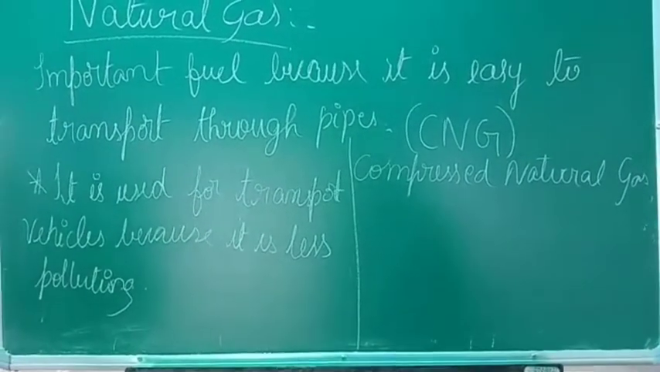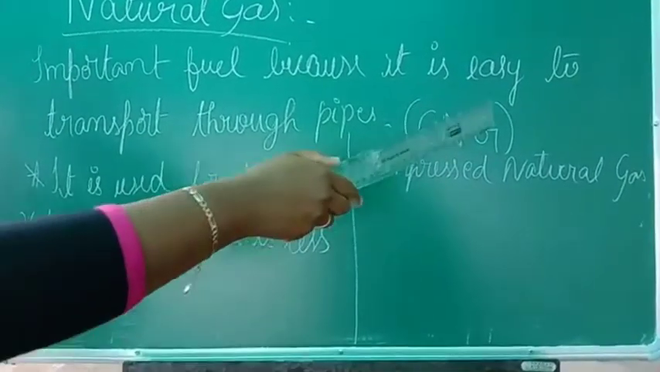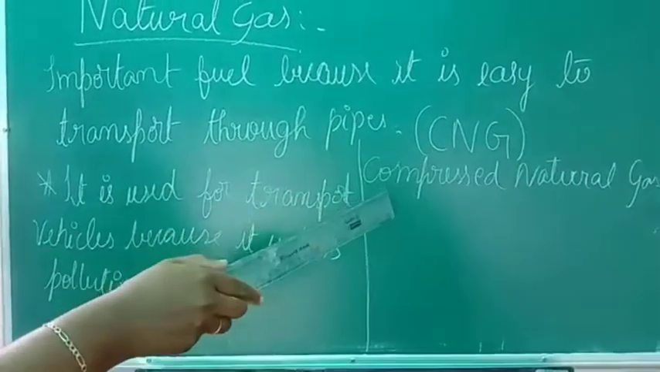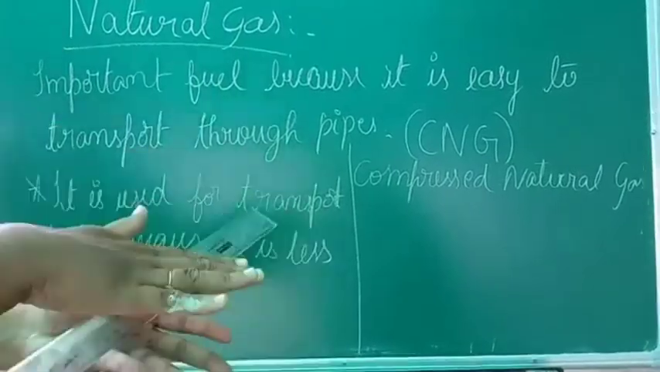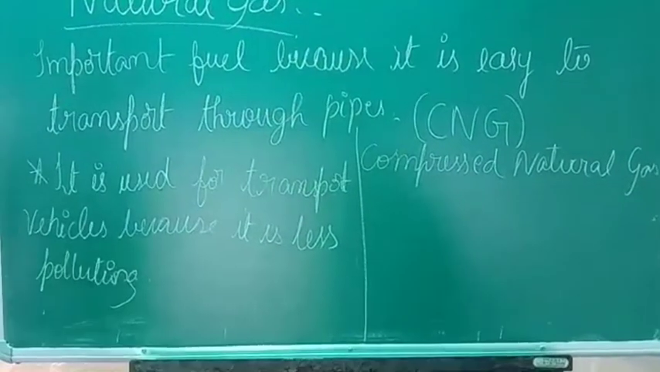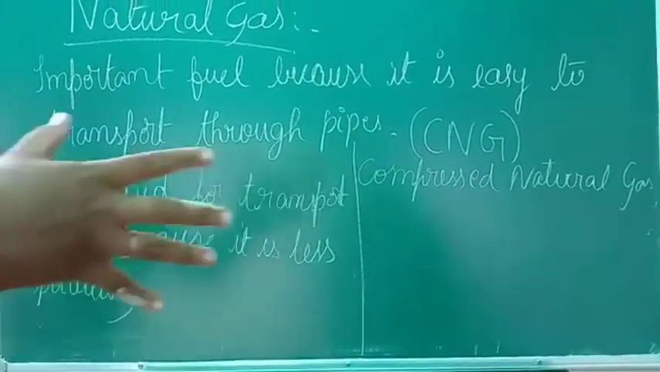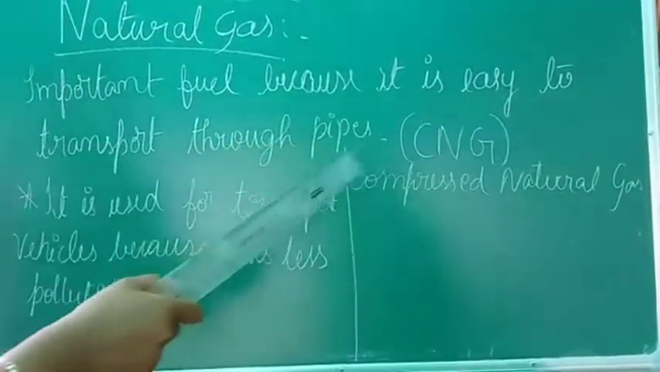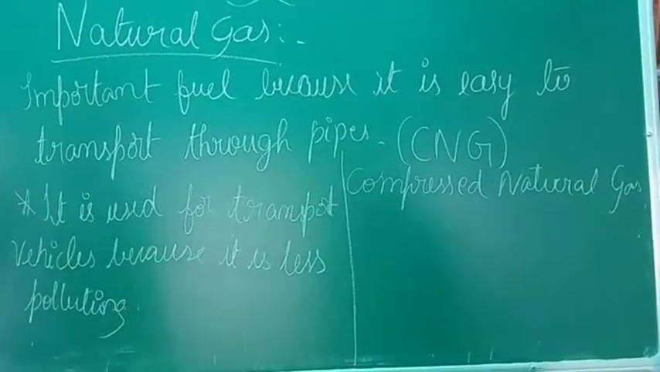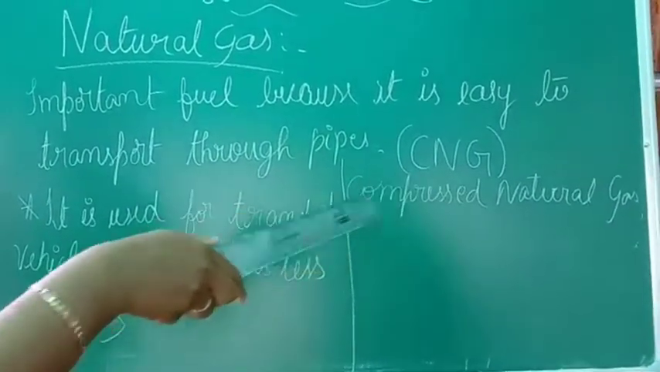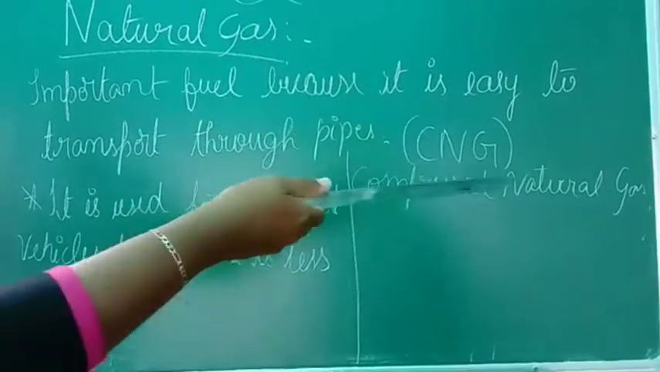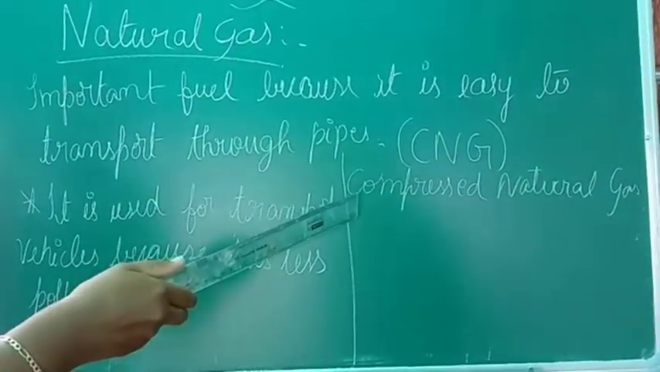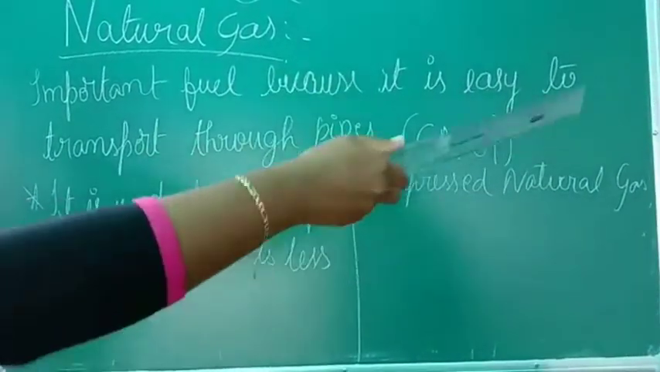This natural gas can also be called CNG. CNG means compressed natural gas. You can compress it and send it through the pipes, and because of that it is called compressed natural gas, that is CNG. You have to know this full form always, because in the question they might ask you to write the full form of CNG, so you have to know that it is compressed natural gas.